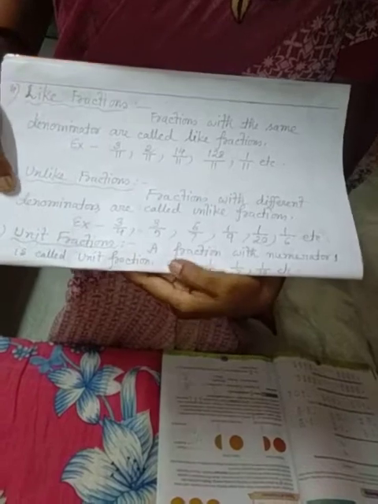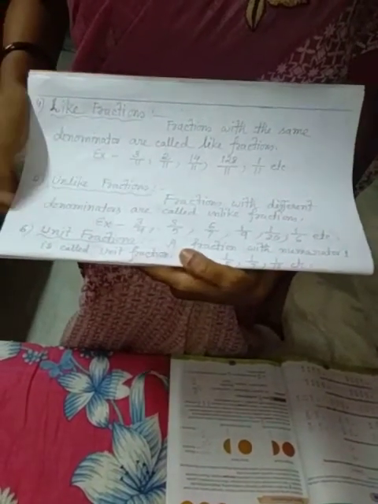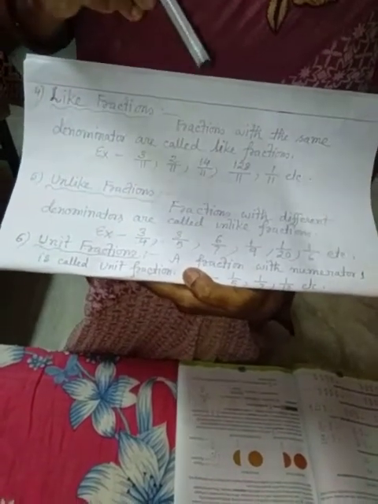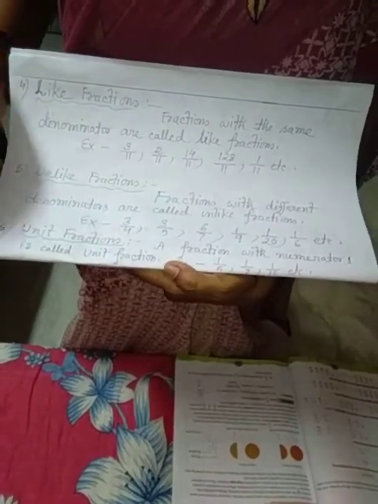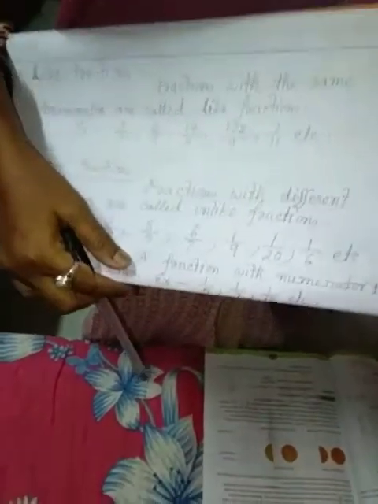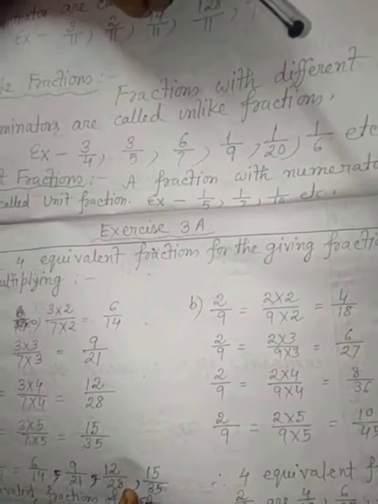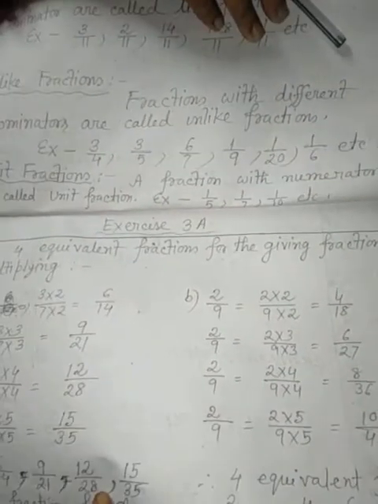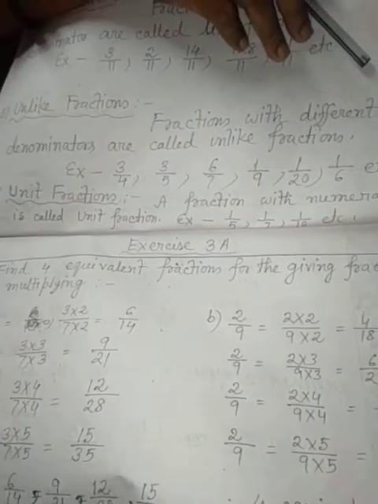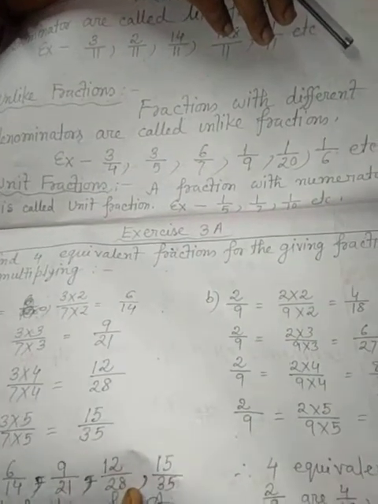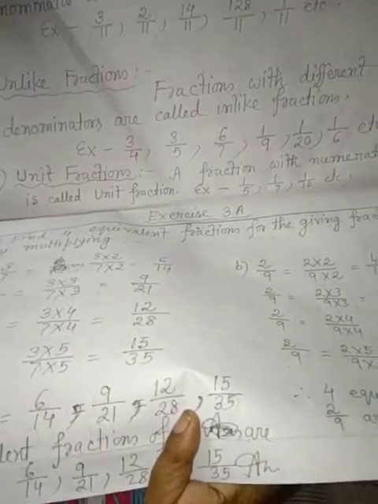So these are called unlike fractions. Unit fraction: a fraction with numerator 1. If the fraction contains 1 as the numerator, that is called a unit fraction. That is 1 by 5, 1 by 7, 1 by 10, etc. The numerator should be 1. If the numerator is 1, that is called a unit fraction.